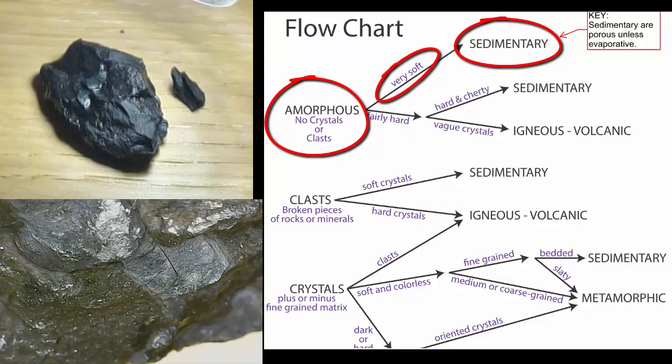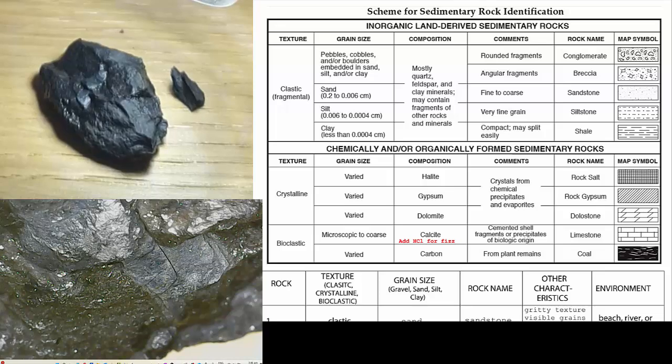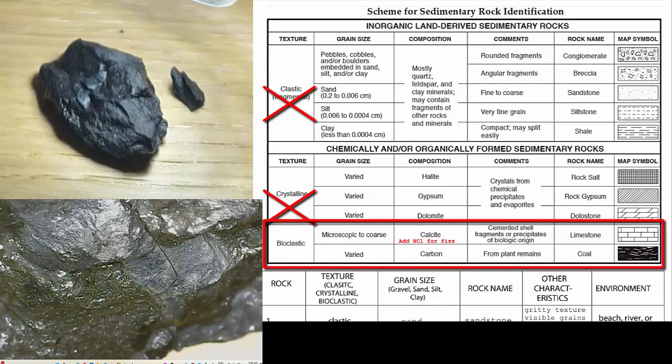All right, so going down to the tables then. Well, it's not clastic. There's no grains, and that's how we differentiate all the different sedimentary rocks, by the size of their grains. And it's not crystalline, so it hasn't evaporated from some sort of lake or something. So we're left with bioclastic. And if we put HCl on there, I can tell that it's not going to fizz. And so it is black and it's soft. And I think coal's the only one for that.